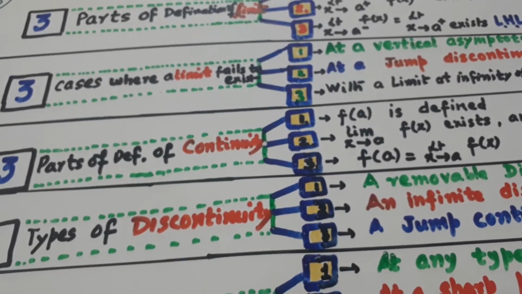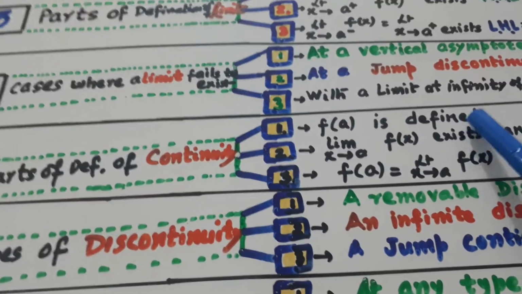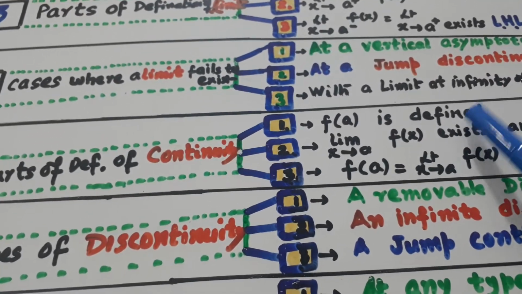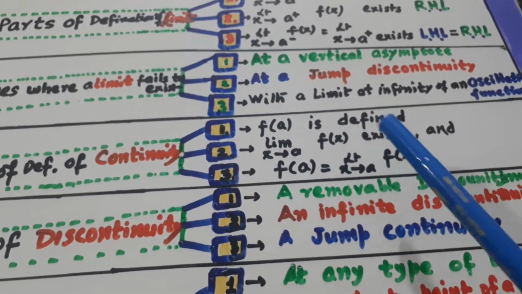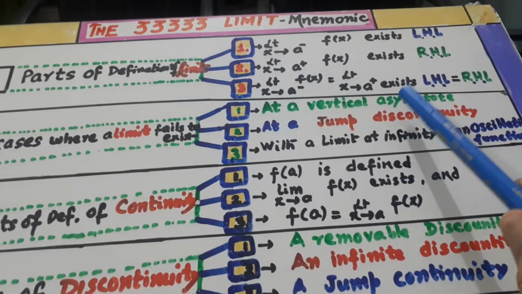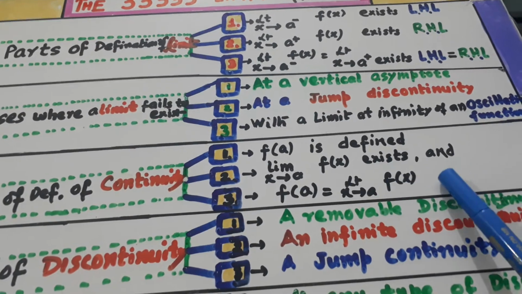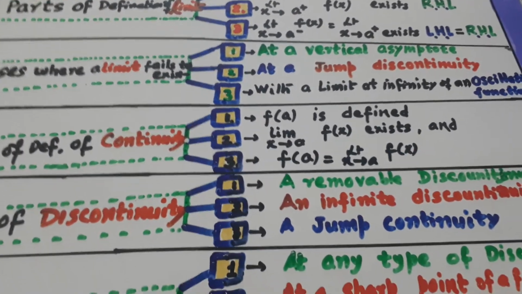3 parts of the definition of continuity. The value of the function must be defined. It should be a finite value. The limit must exist, meaning when the left hand limit is equal to the right hand limit, the limit exists. And then the value should be equal to the limit.